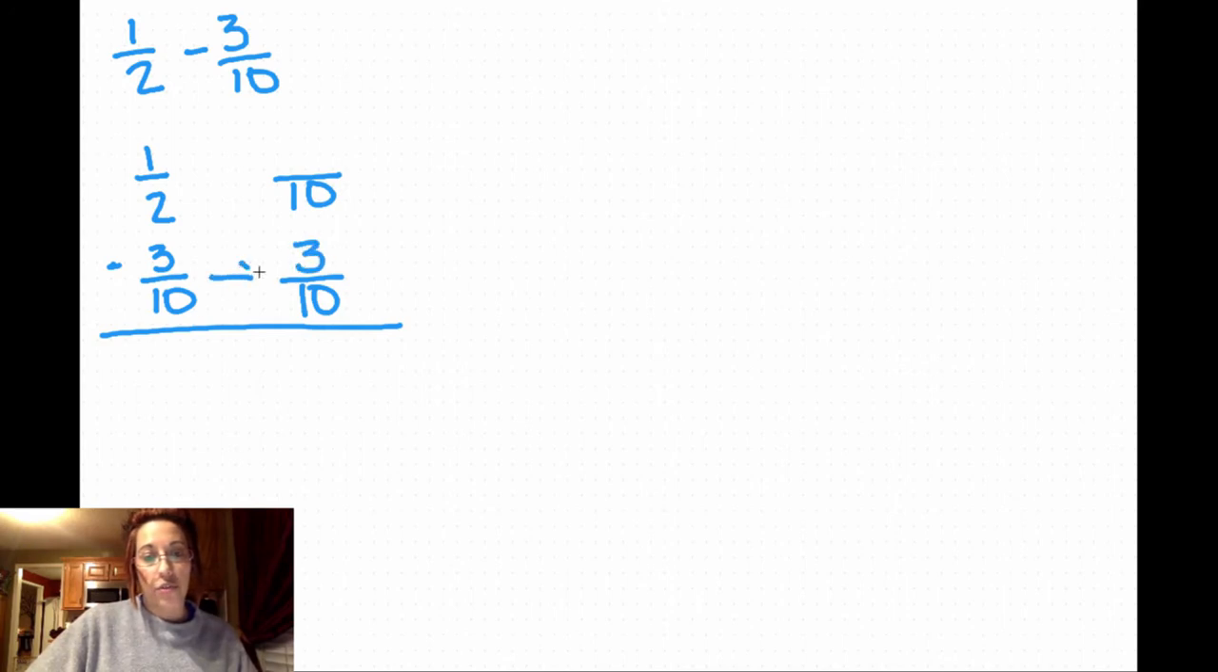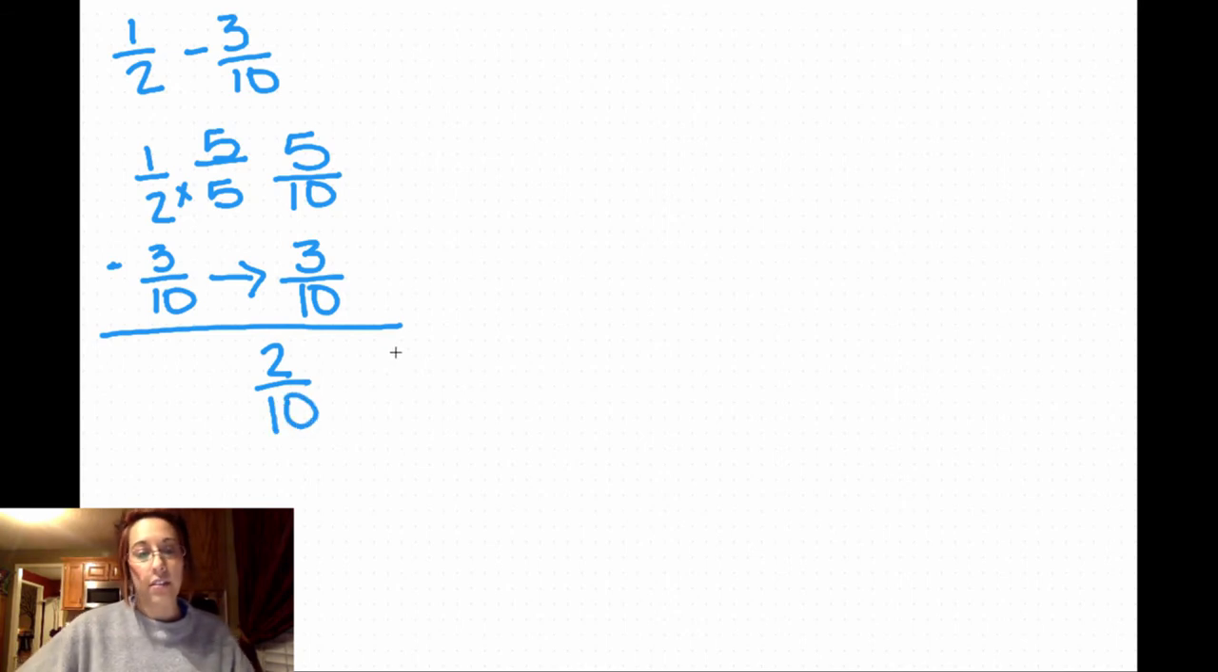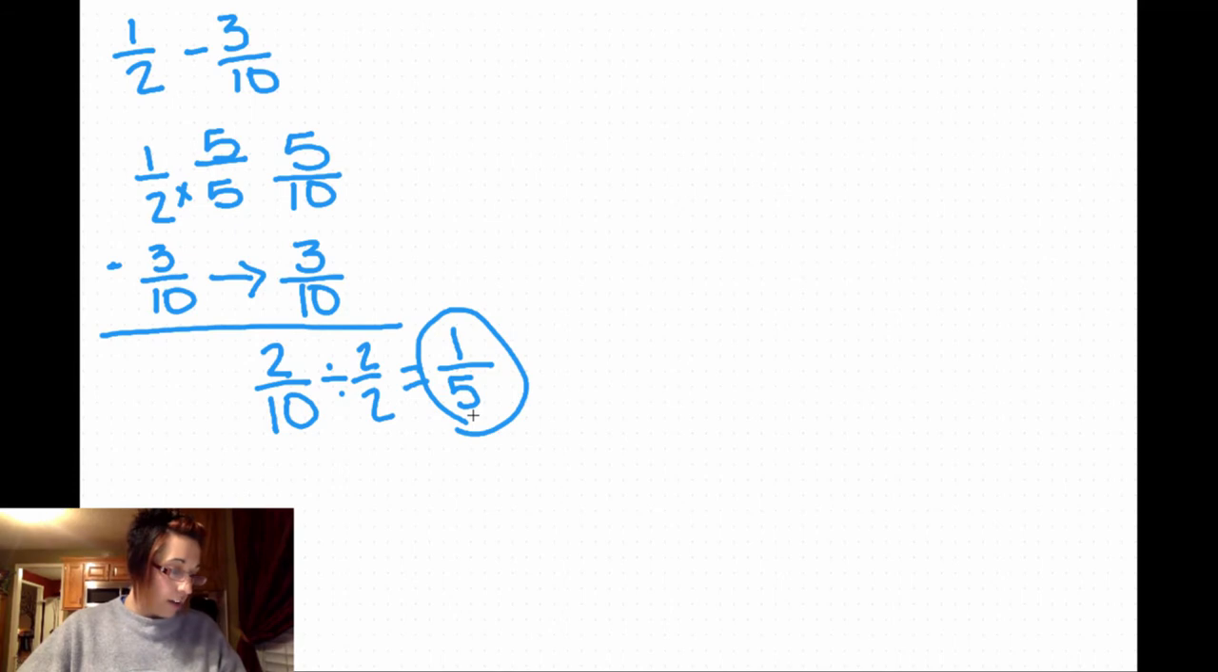3/10 comes straight over. 2 times 5 is 10, and 1 times 5 is 5. 5 minus 3 is 2/10. 2 will go into 10, so I have to divide. 2 divided by 2 is 1. 10 divided by 2 is 5. So our answer is 1/5.